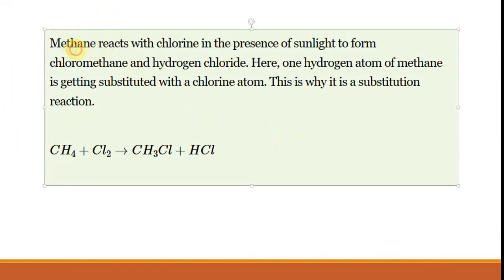Here, methane reacts with chlorine in the presence of sunlight to form chloromethane and hydrogen chloride. CH4 plus Cl2 gives CH3Cl plus HCl. Here, one hydrogen atom of methane is substituted with a chlorine atom. This hydrogen goes with another molecule of chlorine and becomes HCl. So one is replaced in the place of the other, so it is called a substitution reaction.